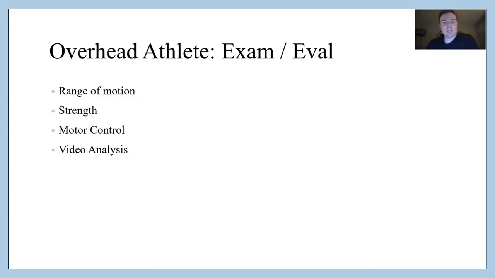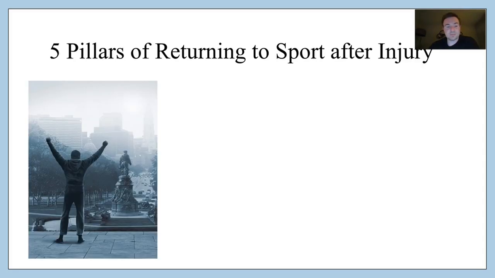So what do we do for an overhead athlete with exam and evaluation? Well, it's like any other person that you would evaluate. You want to look at their objective measures such as their range of motion, their strength, motor control, and maybe something different that you do, a video analysis, to see what their throwing mechanics are, or their swimming mechanics, or whatever the case may be. Usually these athletes have video of themselves participating, especially if they're trying to become collegiate athletes.